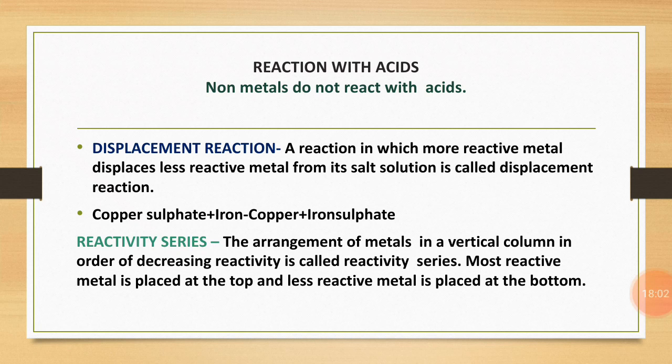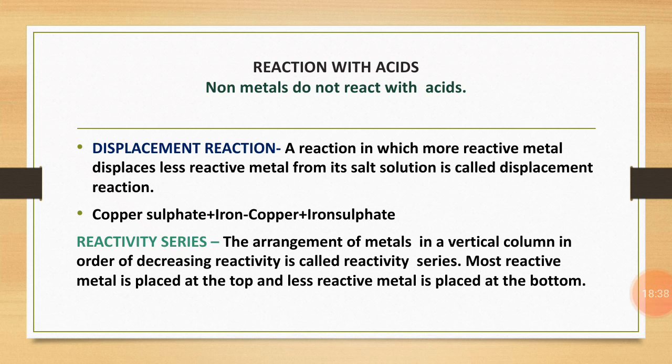Now we are going to study the next topic, the reactivity series. First of all, what is the reactivity series? This is a series in which the metals are arranged in a vertical column in decreasing order of their reactivity. It means that the most reactive metal is placed at the top and the least reactive metal is placed at the bottom.